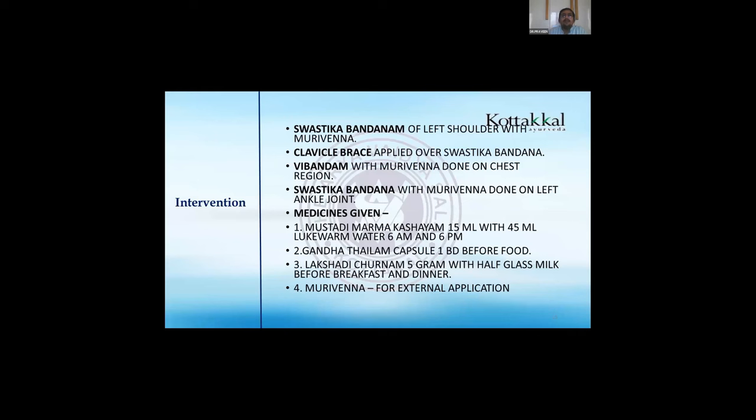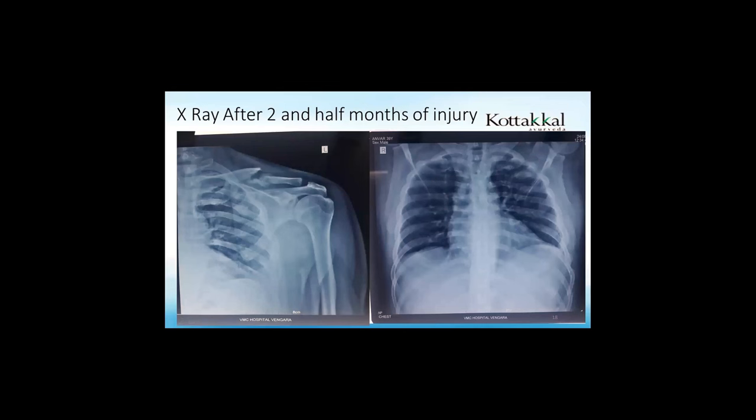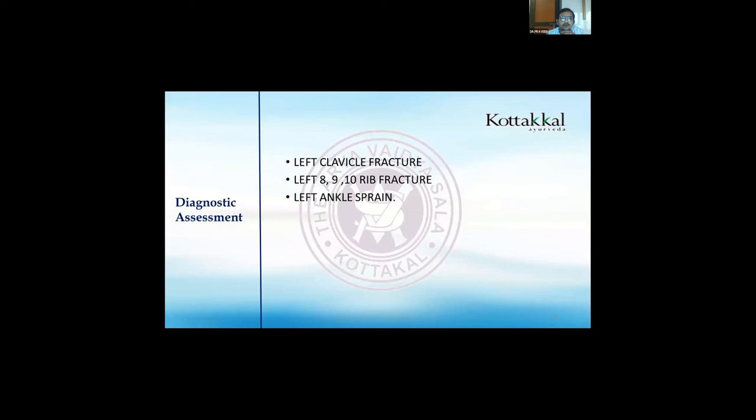And the treatment modality we offered here is a left shoulder bandage with Murivenna Sthambhika Bandham and with a clavicle brace to balance the clavicle. Here we were not doing any reduction, since there was 2.5 months of injury. You can see the callus formation. And our diagnosis here was left clavicle fracture and rib fracture. And we made sure that there is no injury to the chest. Then only we took the case. Okay. And he also had an ankle sprain.